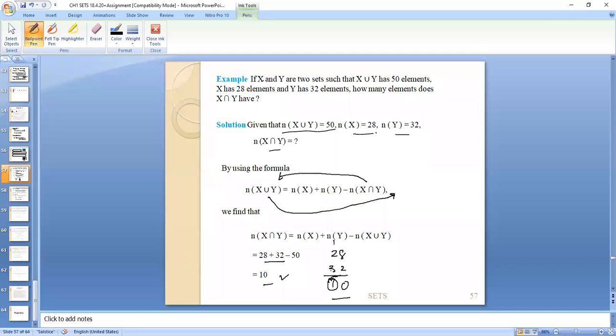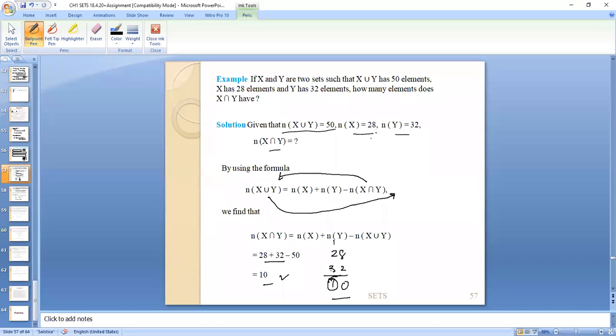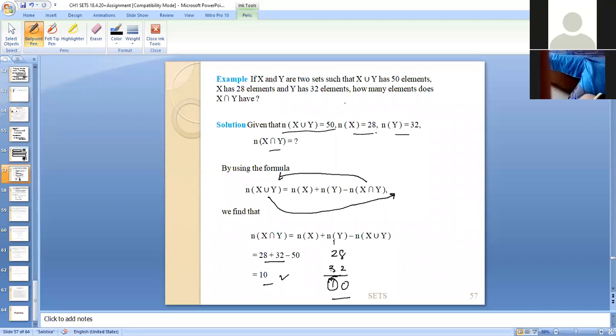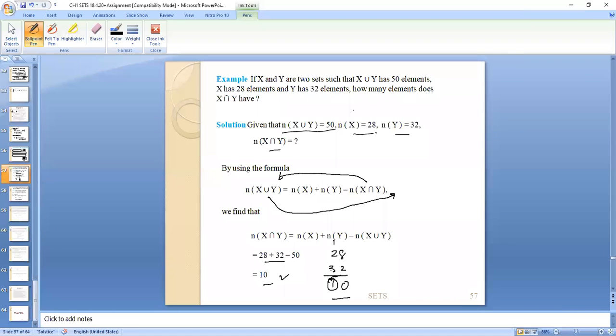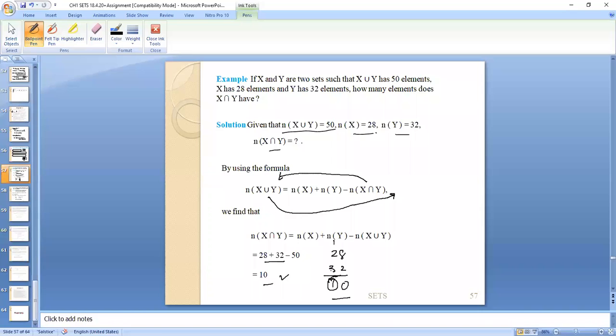You are given X and Y, two sets. X union Y you are given as 50, so you are writing n of X union Y is 50. X has 28 elements, so number of elements in X is 28. Y has 32 elements, so number of elements in Y is 32. And then X intersection Y you have to calculate.